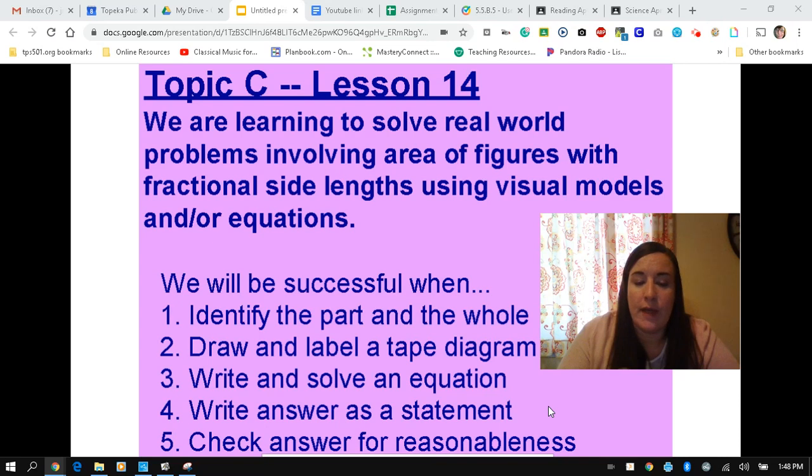You also then have to figure out what your equation is going to be, and you use the parts and the wholes to determine your equation. And remember, area is length times width. And then you write your answer as a statement, and then go back and check it. Check your multiplication, make sure it makes sense, that if you're multiplying 20 and 1/4 times 2 and 2/3, that you're going to get an answer bigger than at least 40. So you just got to check your reasonableness in your answer the best that you can.